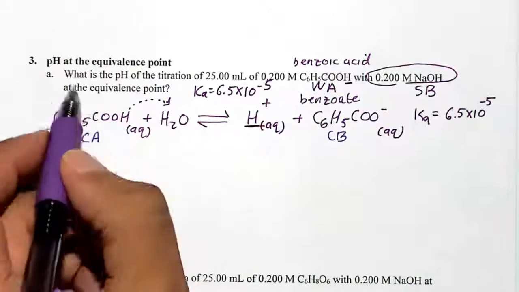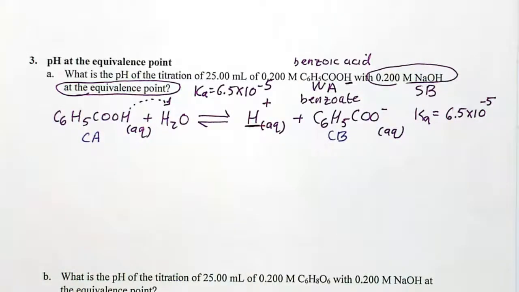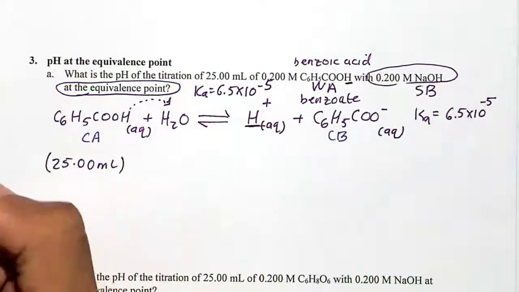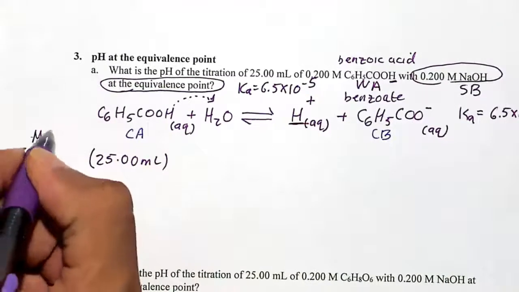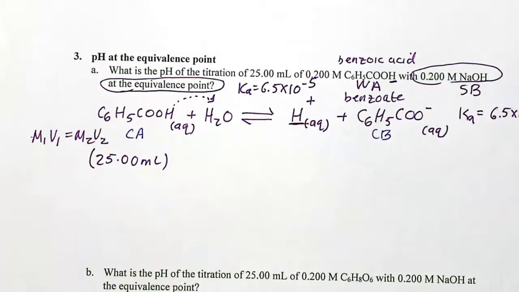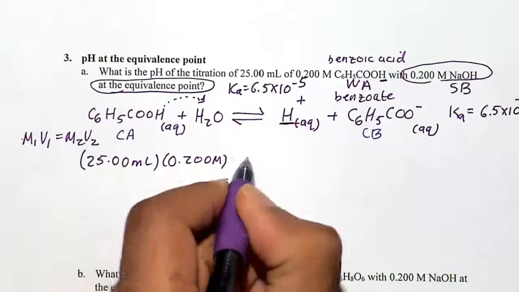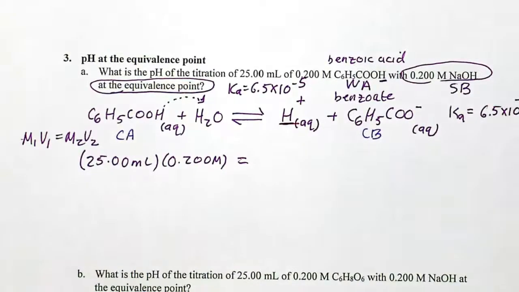Now the problem throws a kink here because it's asking for the pH at the equivalence point. So what is the pH at the equivalence point? The equivalence point is when the concentrations are equal to one another. So if you have 25 mL, that's my V1, use this equation here, M1V1 equals M2V2. If you have 25 mL of my weak acid, whose concentration is 0.200 molar, at the equivalence point, they have to equal one another. This relationship must stand.